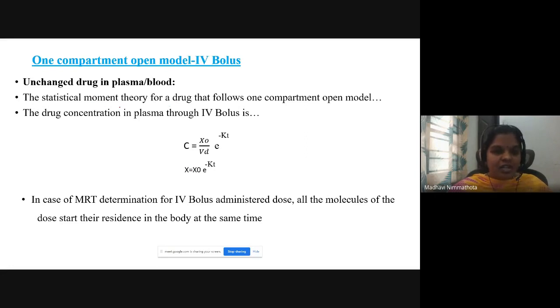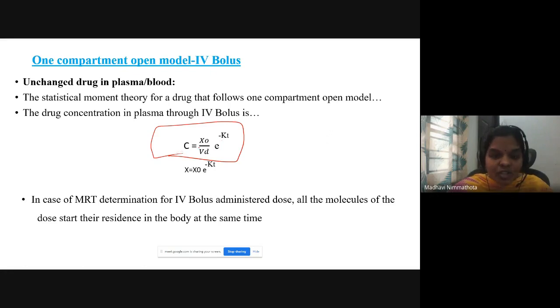This is the statistical moment theory for a drug that follows one compartment open model. When your drug follows the statistical moment theory through the one compartment open model, how will the calculation be through plasma through IV bolus? First, the equation you have to write is C equals X0 divided by Vd into e to the power of minus kt. This is the basic equation.